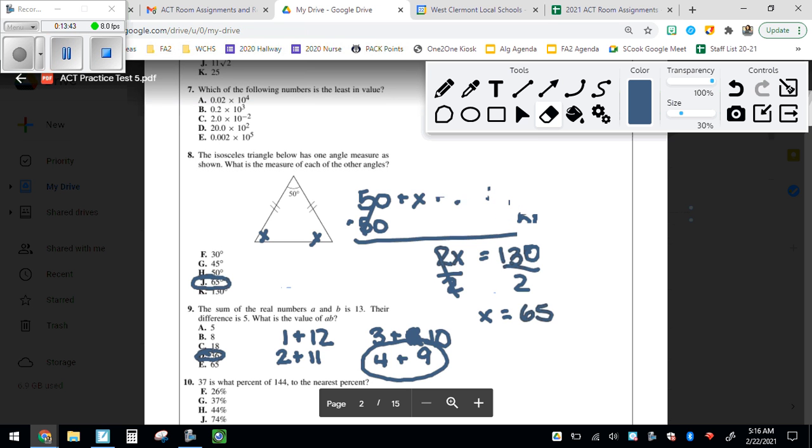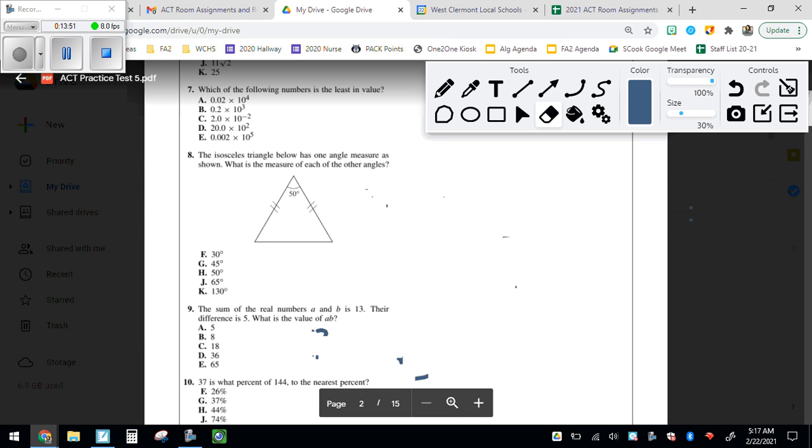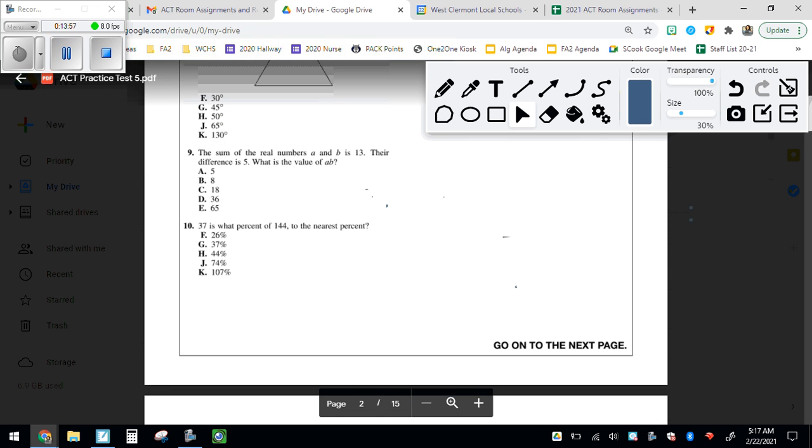All right. The next one, we go back to things that me and Miss Collins have taught. Now, it's percents. We haven't done percents since before Christmas break, but that's okay. All right. So it says 37 is what percent of 144? So as a reminder, percent means divide. So 37 divided by 144. Well, 37 divided by 144 is 0.256944444444. All right, I'm going to leave that alone for just a second.